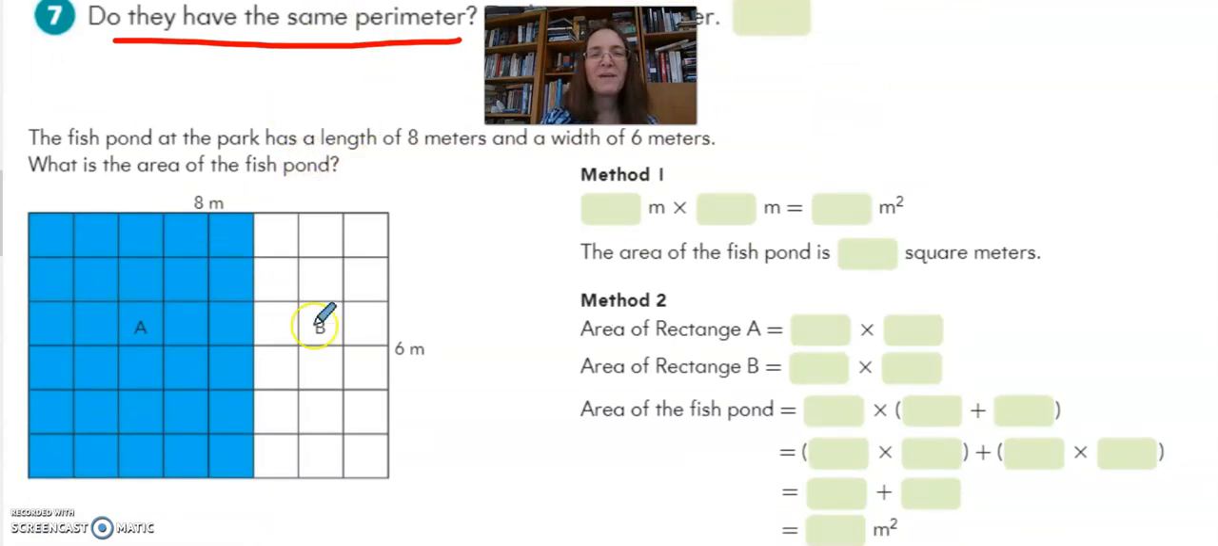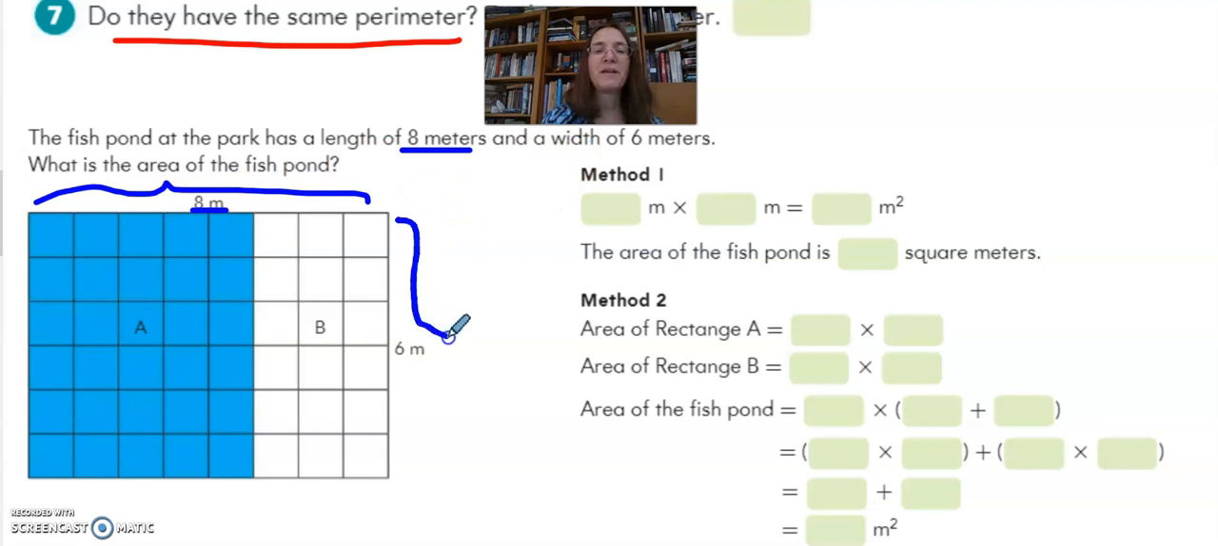Now this puzzle gave me a little bit of problems at first, so I'm really excited to do it with you because it took some figuring out. They say a fish pond at the park has a length of 8 meters, and check it out. This measurement right here is 8. That's where they wrote it. And a width of 6 meters. This measurement right here is 6 meters.